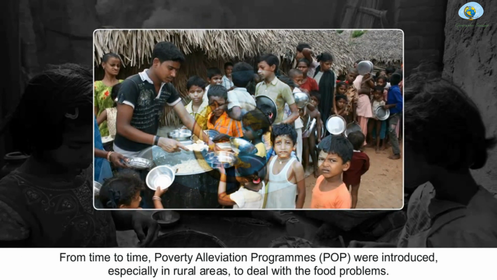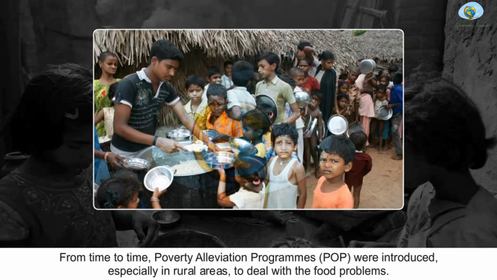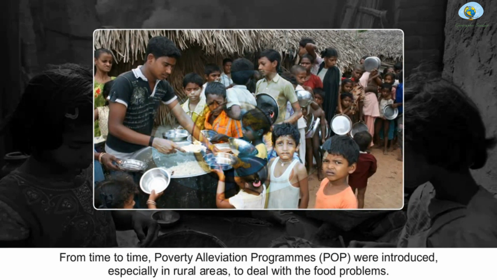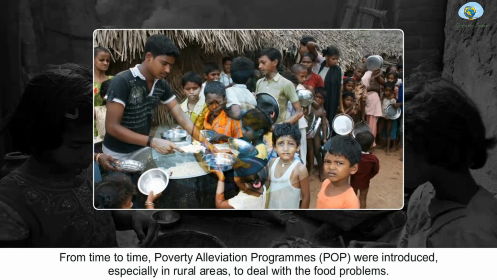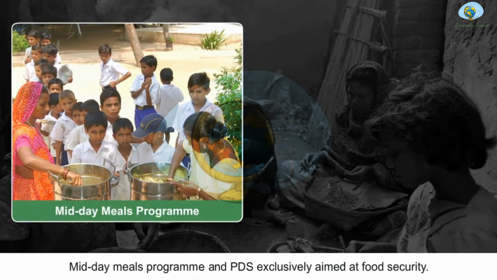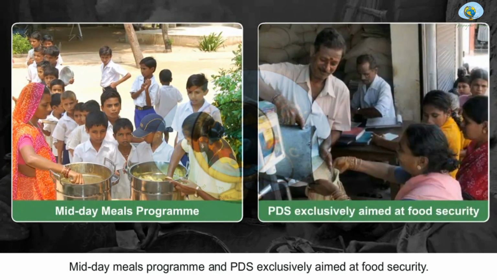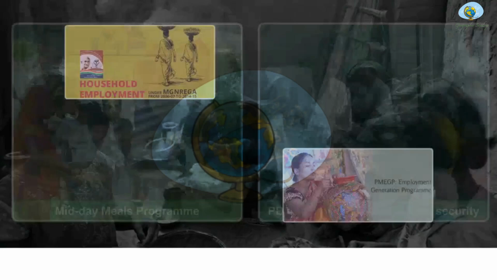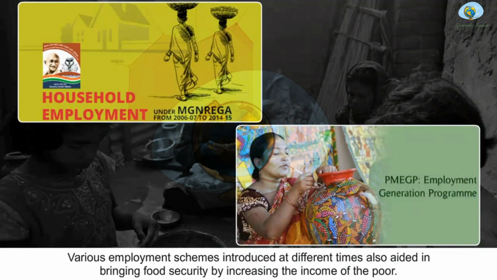From time to time, poverty alleviation programs (PAP) were introduced, especially in rural areas, to deal with the food problems. Midday Meal Program and PDS exclusively aimed at food security. Various employment schemes introduced at different times also aided in bringing food security by increasing the income of the poor.